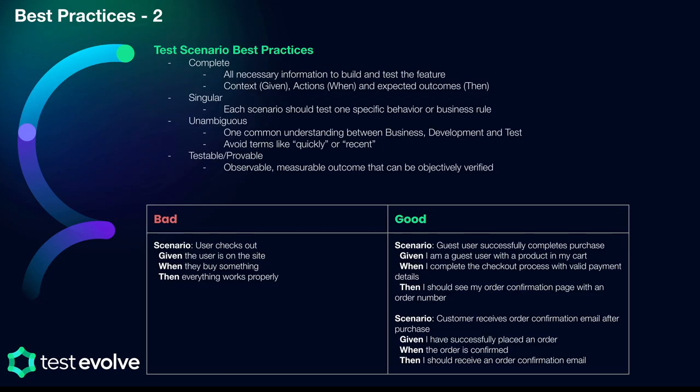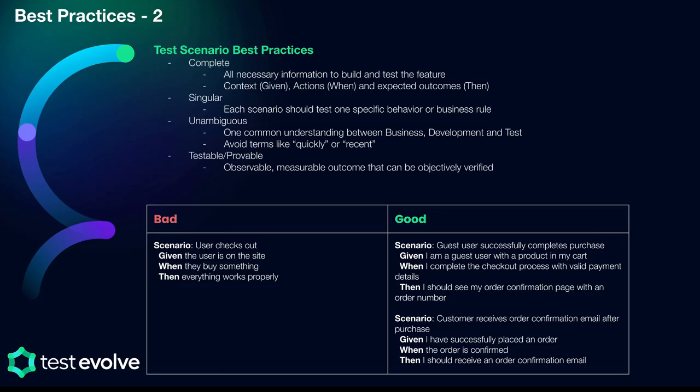And so we've got the examples here. So the bad version would be very vague. The user is on the site. When they buy something, then everything works properly. And I think you can see that that's not great for anyone on the team to use in order to develop the feature. So what we'd probably do potentially is break it out and split it out as well.